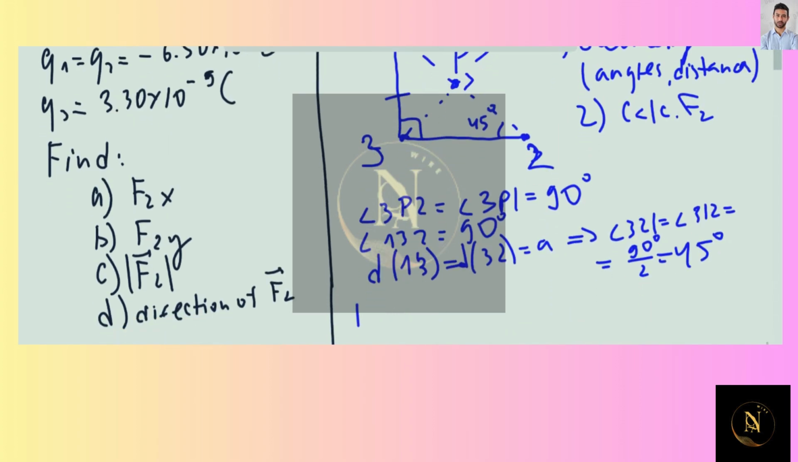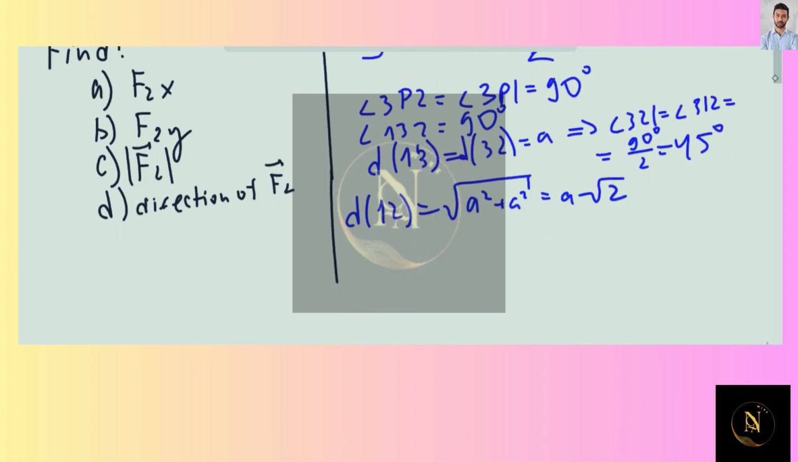And also the distance between charges 1 and 2, according to the Pythagorean theorem, equals the square root of a squared plus a squared, which is a multiplied by square root of 2. Okay, and we've refined the geometry, and now we can find the force. Let's redraw this system again. So here are our charges 1, 3, and 2.